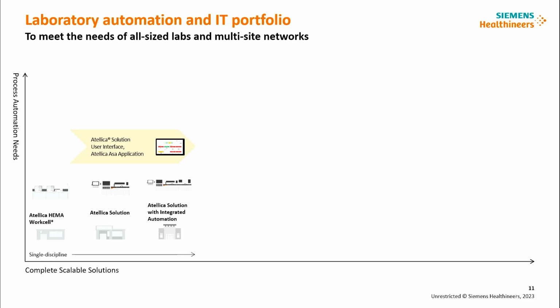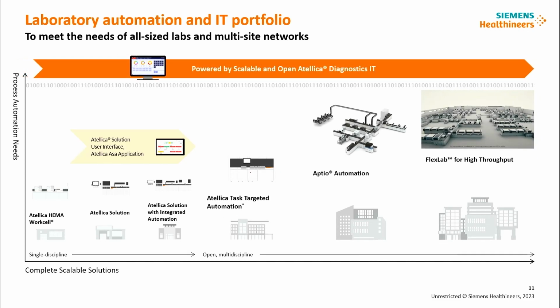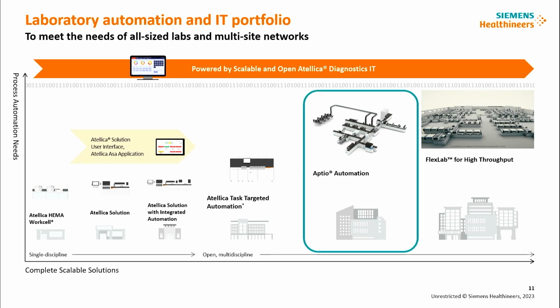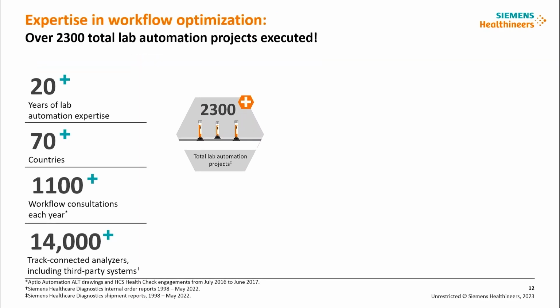And if we need to go beyond the discipline and we need to automate the lab, so also Siemens has a solution. We have our new Atelica targeted automation. We will talk about it during the presentation. And also we have our strong TLA. We have the Aptio automation, and also we have the Flex Lab HT, that it's for the highest capacity lab. Now we will talk about automation.